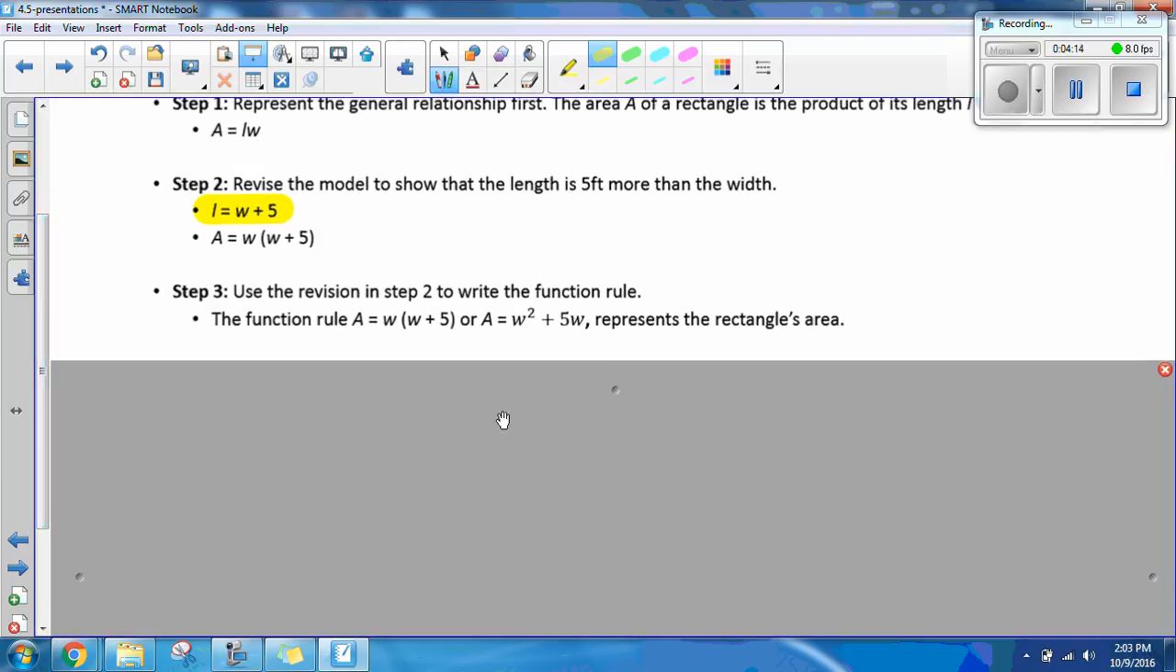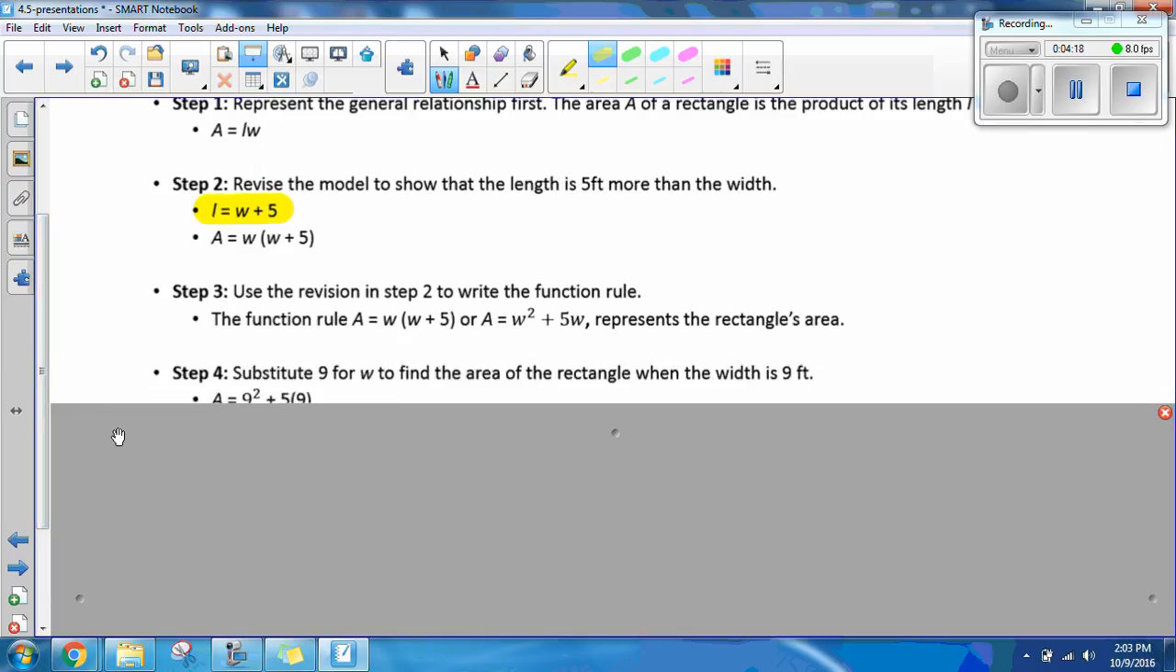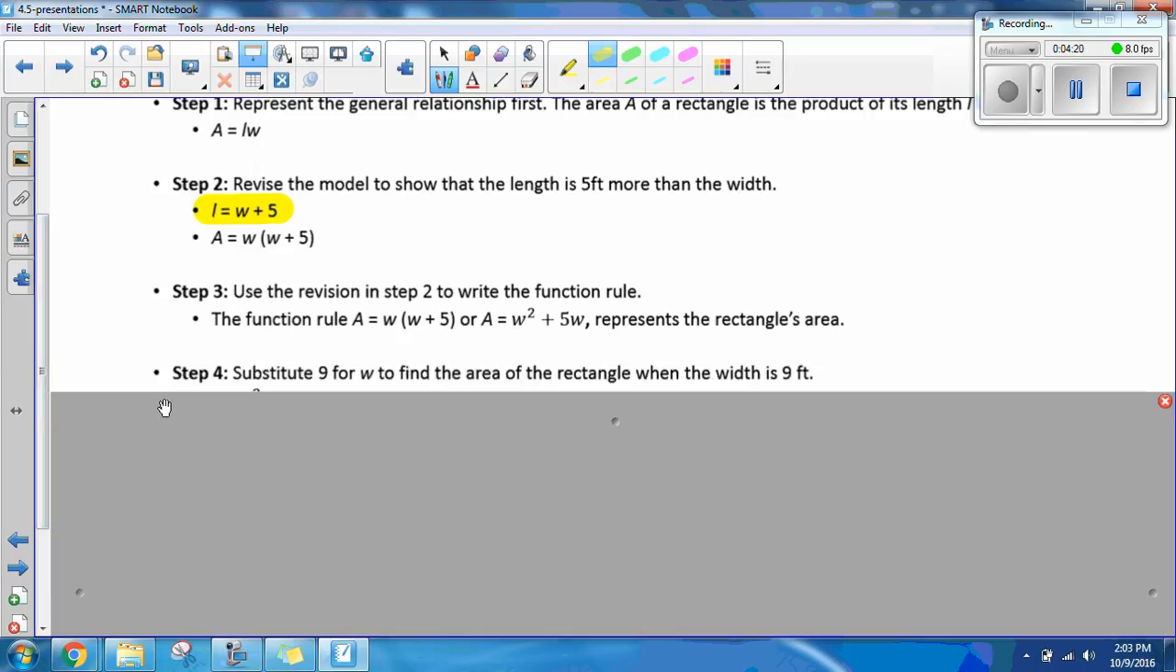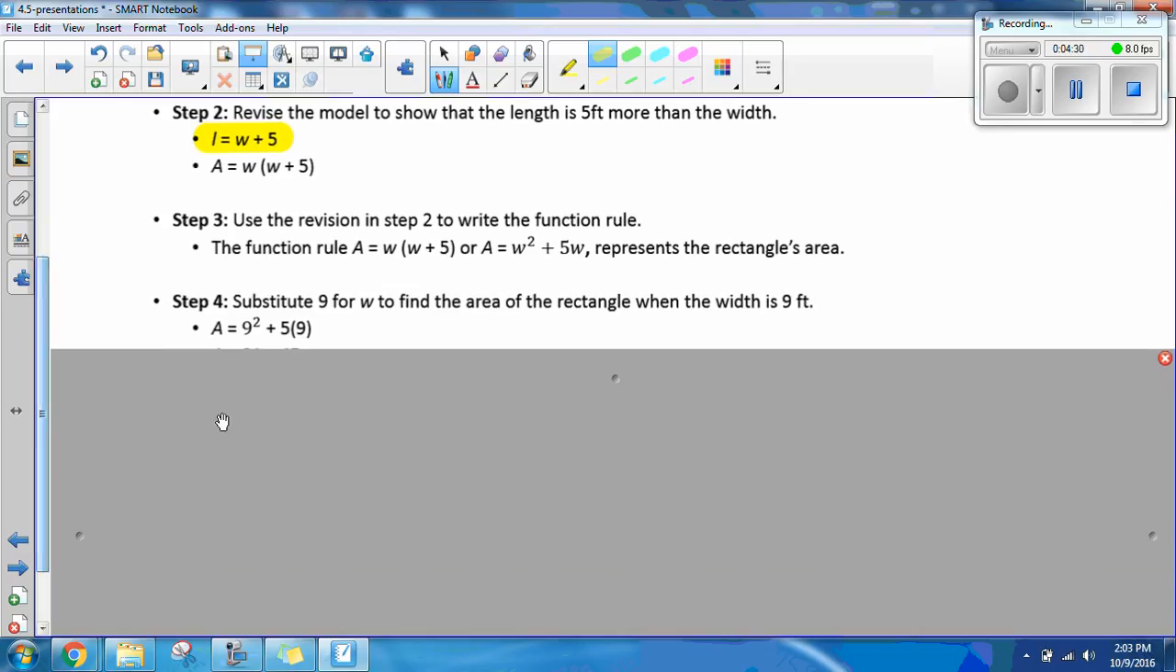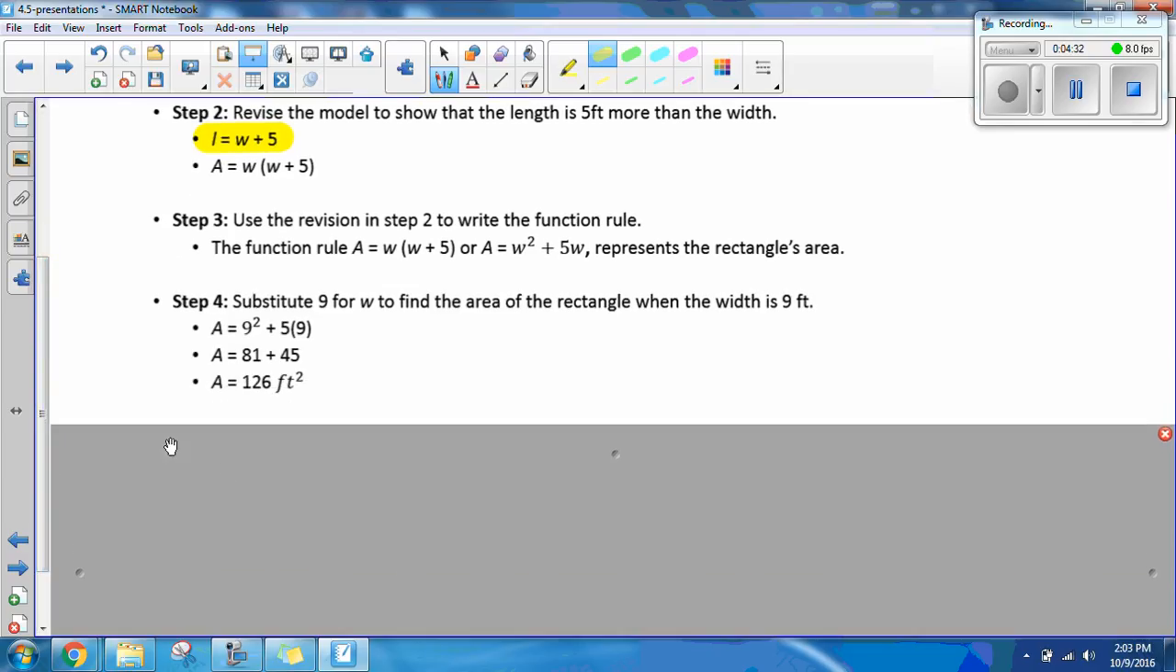Now that we have our function rule, we can figure out the answer to the question. It says, what happens if the width is 9 feet? Now we need to find the actual area. So we'll substitute 9 for W in our function rule, and then using the order of operations, we figure out that the area is 126 feet squared.